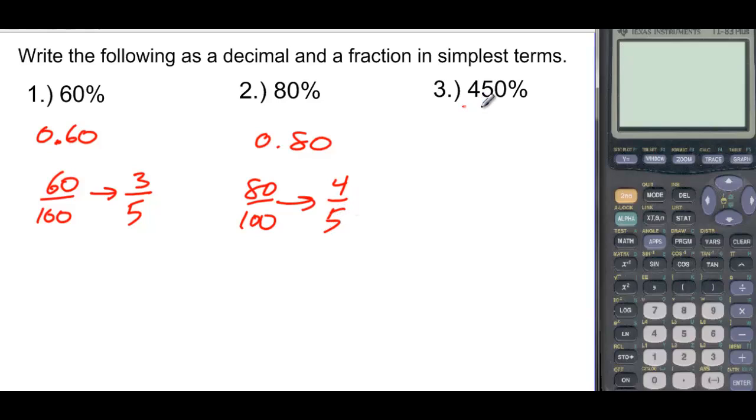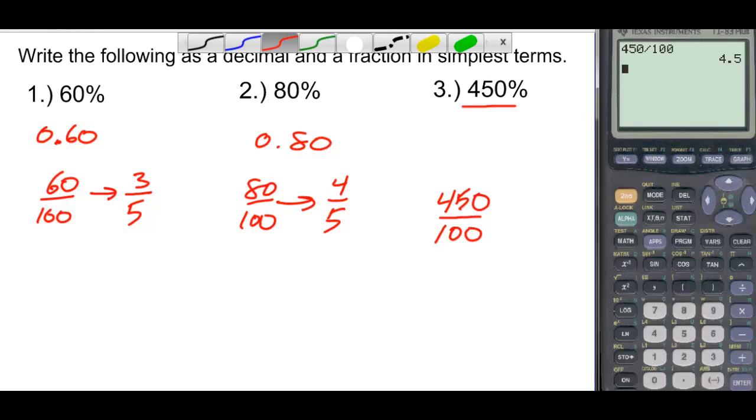Now notice this one, 450%. So that means like your paycheck went up 450% over the last 10 years. So that would be, let's start as a fraction this time, 450 over 100. Now notice if you type that into the calculator, 450 divided by 100, we get 4.5. So that's what it's going to look like as a decimal. So it's 4.50. And notice it's bigger than 1, which means it's more than 100%. So 450% is really 4.5.